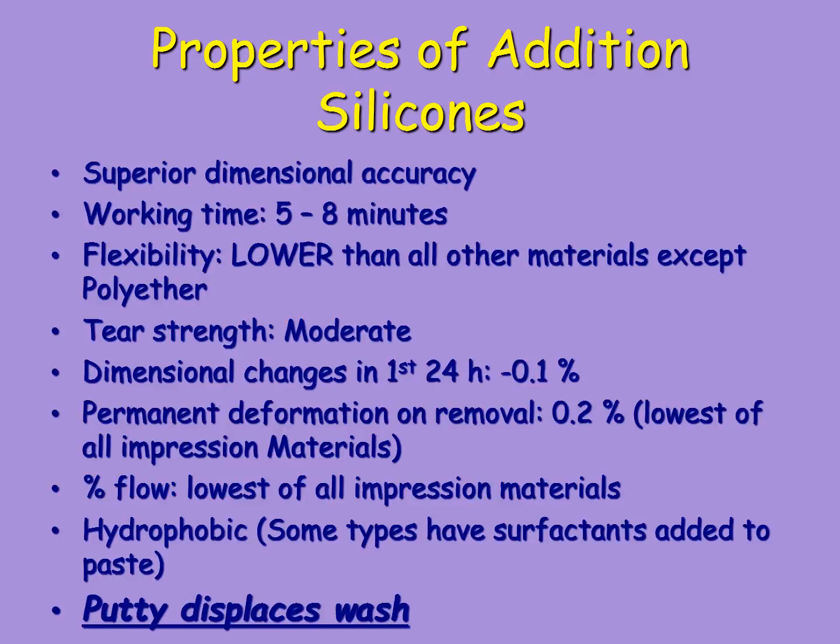Properties of addition silicones: it has superior dimensional accuracy, the working time is 5 to 8 minutes, flexibility is lower than all other materials except polyether, tear strength is moderate, dimensional changes in first 24 hours, 0.1%, permanent deformation on removal, 0.2%, which is the lowest of all impression materials. The percentage of flow is lowest of all impression materials. Hydrophobic, some types have surfactant added to the paste, and the putty displaces wash.